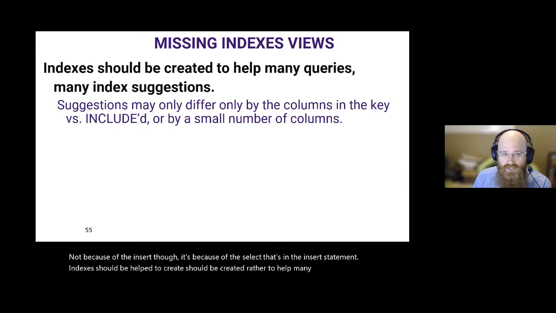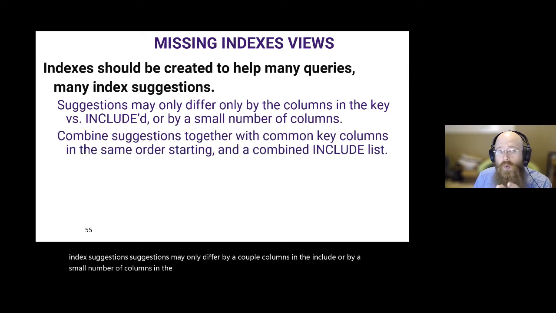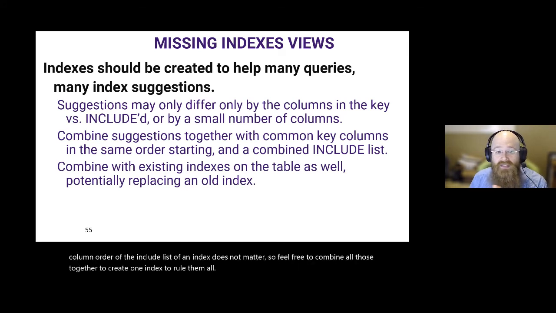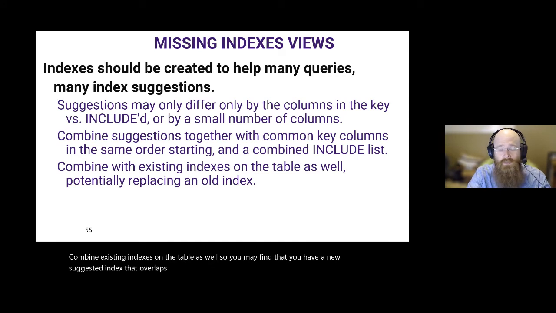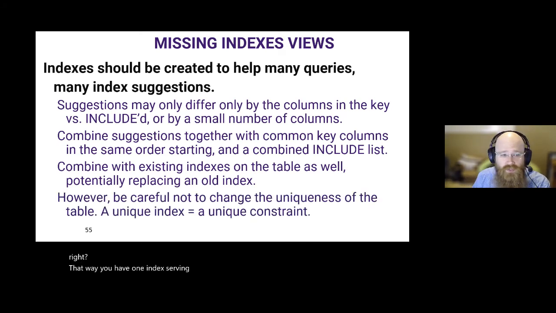Many index suggestions may only differ by a couple columns in the include or by a small number of columns in the key. And while the column order of the key does matter, the column order of the include list of an index does not matter. So feel free to combine all those together to create one index to rule them all. Combine existing indexes on the table as well. So you may find that you have a new suggested index that overlaps an existing index. We'll drop that index, create the new index, right? And that way you have one index serving up all those queries that have been generated over time.